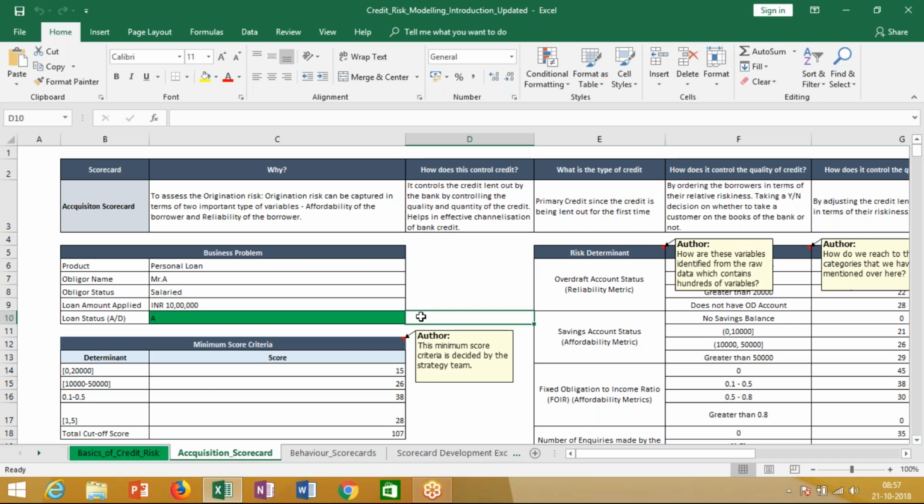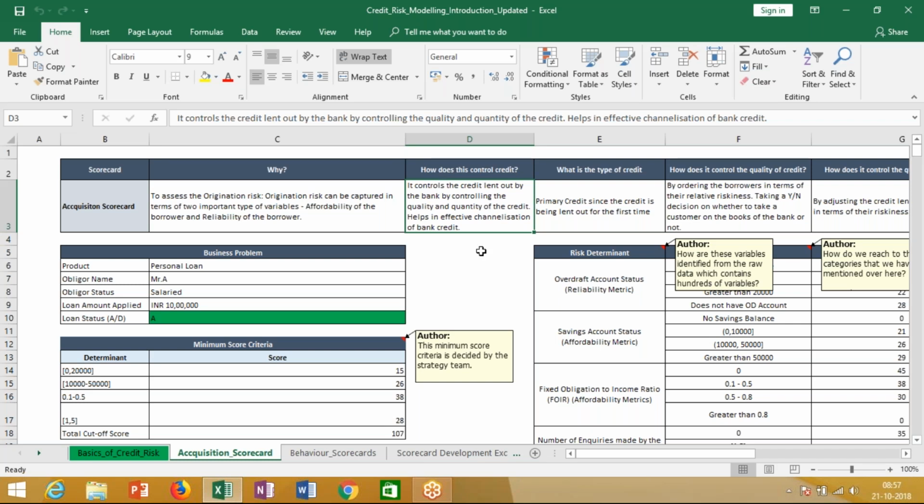right? So then the next part that comes out over here is, how does this acquisition scorecard help us control the credit? The acquisition scorecard would help us filter out those borrowers who satisfy the affordability and the reliability, and it controls the credit lent out by the bank. Since I'm classifying the borrowers into less risky and more risky, I can always divert my credit towards the least risky borrowers, because the less risky borrowers would have greater chances of paying back my credit, right? So this is precisely what the entire idea is.